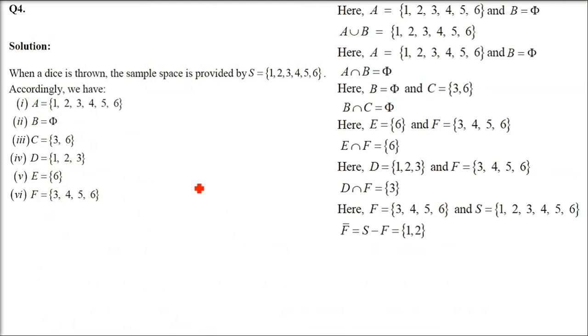Now this is question number 4. In a single throw of a die, describe the following events. So first let us recall, in a die, what will be the sample space? From 1 to 6, the value can come: 1, 2, 3, 4, 5 and 6.